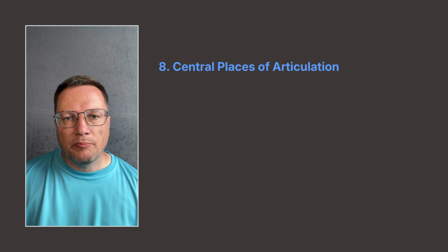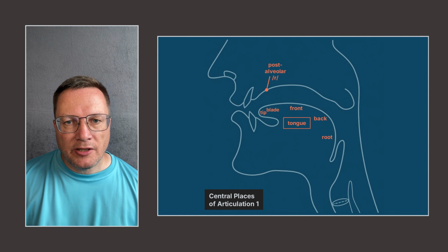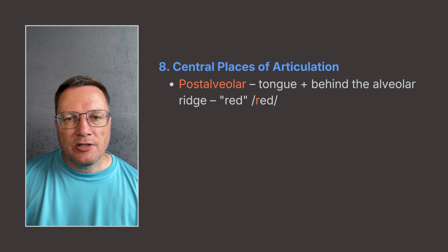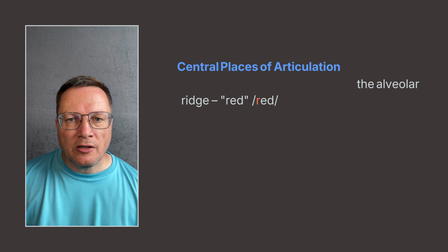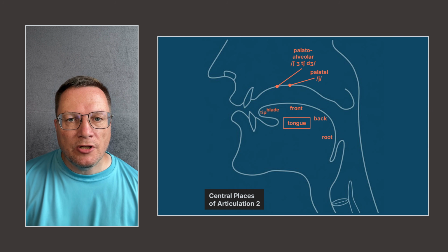8. Central places of articulation. Moving further back, we reach the central places of articulation. The word red begins with a postalveolar consonant, produced with the tongue approaching the area just behind the alveolar ridge.